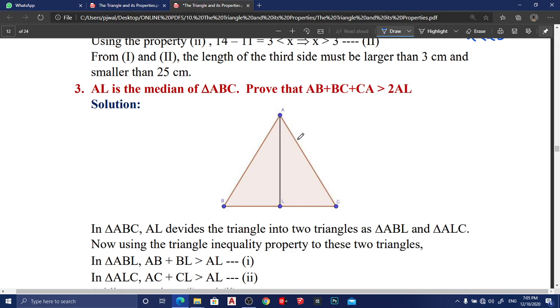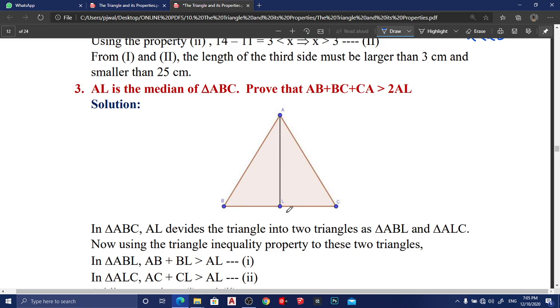Median, you know that, all of you. What is the median? Median is nothing but the line which is drawn from the vertex to the midpoint of the opposite side. Here only one median is taken, which is AL. In triangle ABC, we are drawing a median from vertex A to the midpoint of BC, which is L, which is AL.